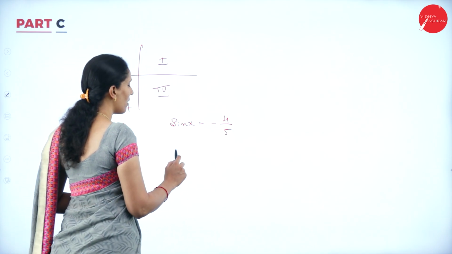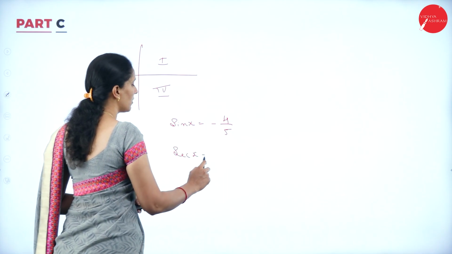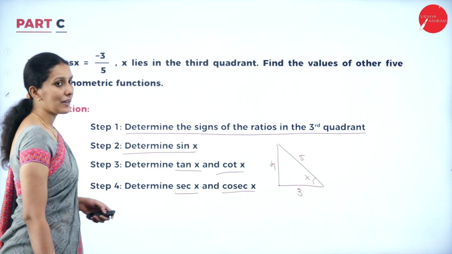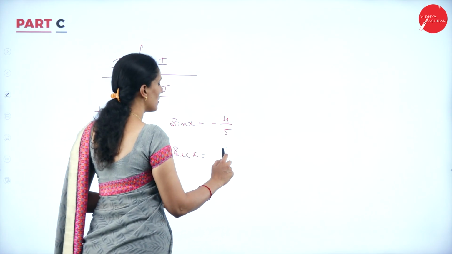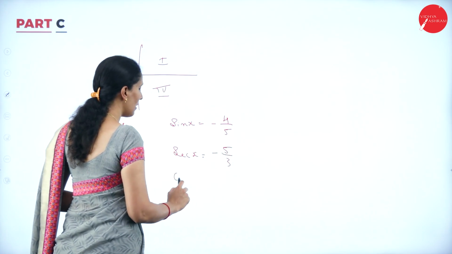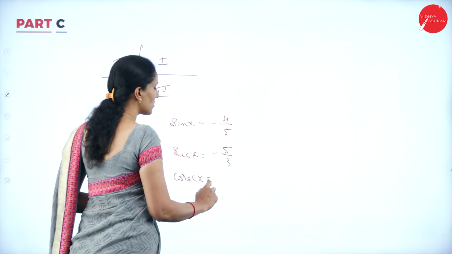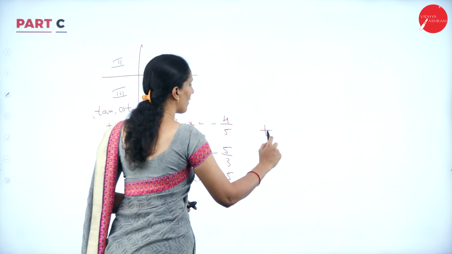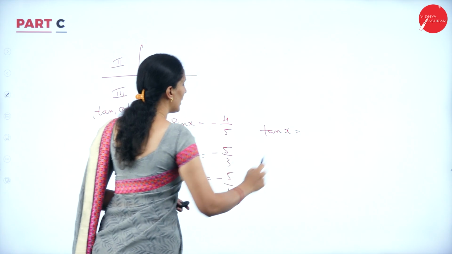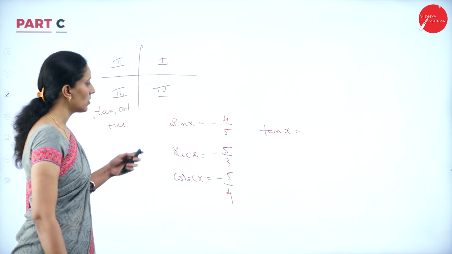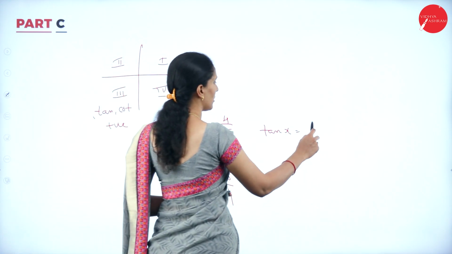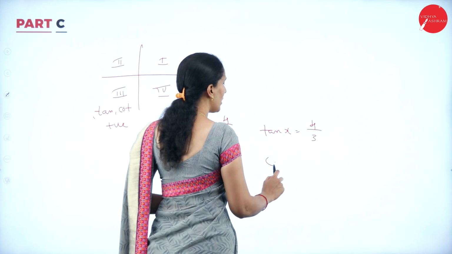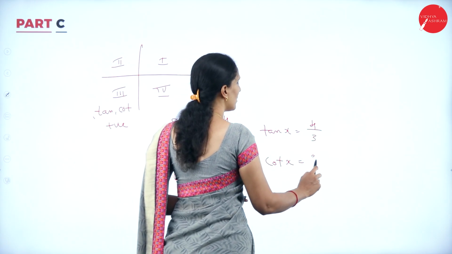Next, we can write the secant. Cos is minus 3 by 5, so secant is minus 5 by 3. Similarly, we can write cosecant. Cosecant is the reciprocal of sine, so it is minus 5 by 4. Next, we can write tan. Tan x is sine by cos, so we get it as 4 by 3. And cot is the reciprocal of tan, so it is 3 by 4.